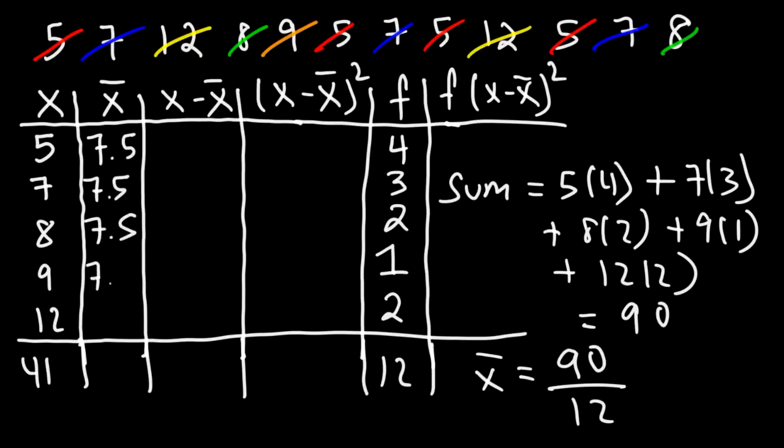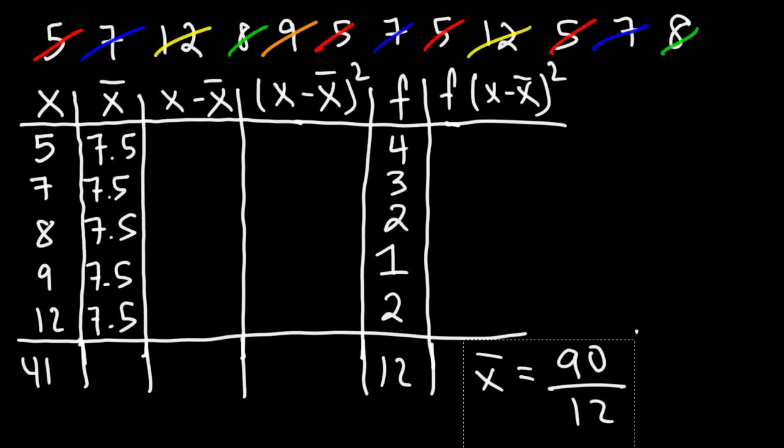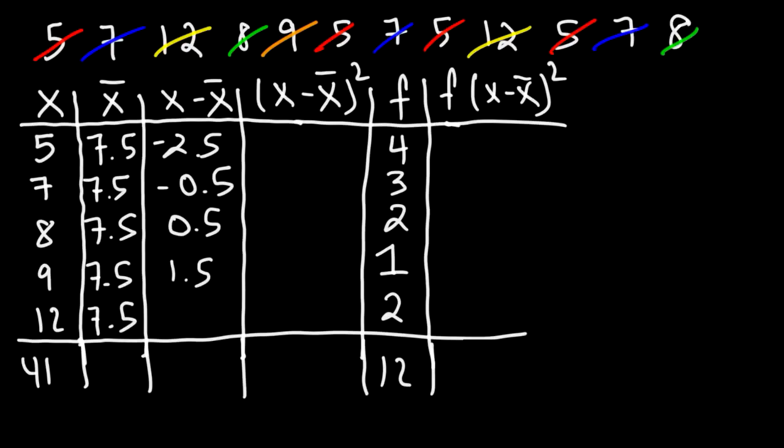So now that we have the mean, we can now calculate the deviations. Five minus 7.5 is negative 2.5. 7 minus 7.5 is negative 0.5. And then 8 minus 7.5, that's 0.5. The next one is going to be 1.5. And then 12 minus 7.5 is 4.5.